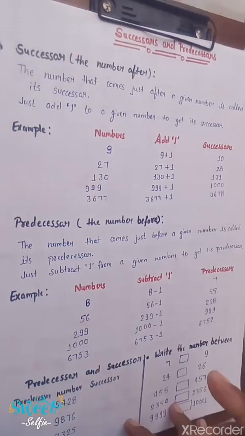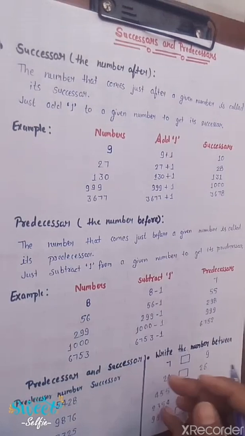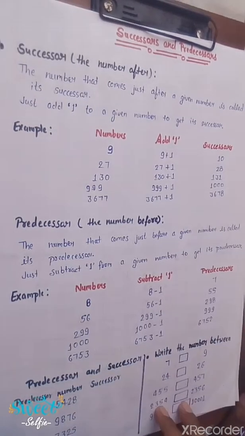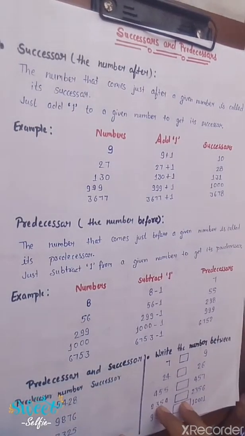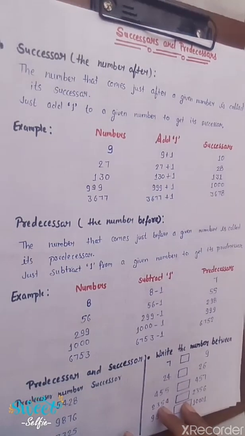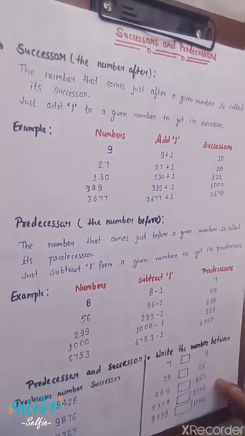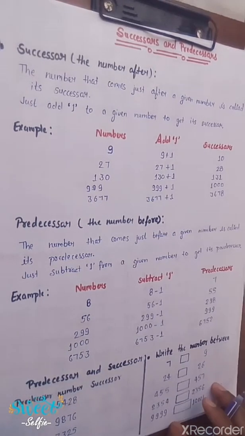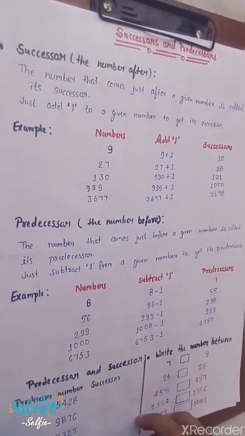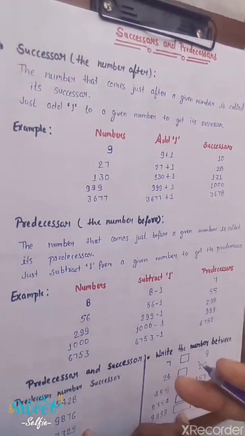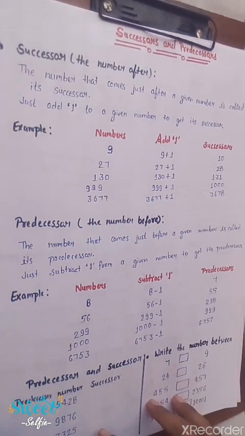Now let's start our today's topic. Our today's topic is successor and predecessor. Successor is related with success. Success means safalta. When you got success in class second, then you came in class third. It means one number ahead.